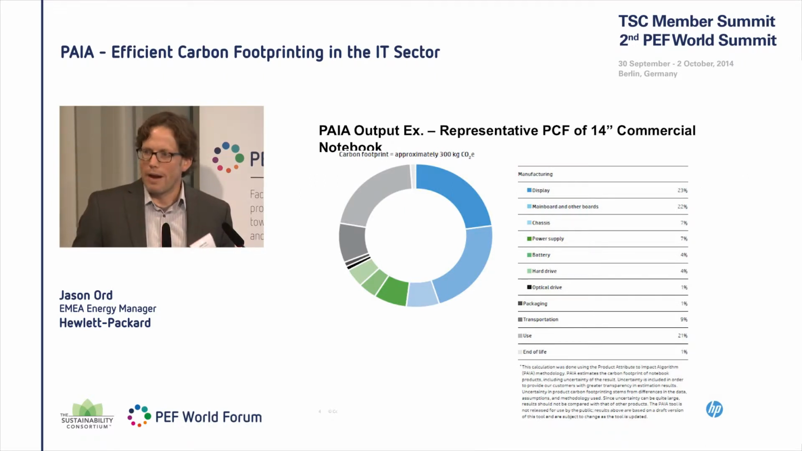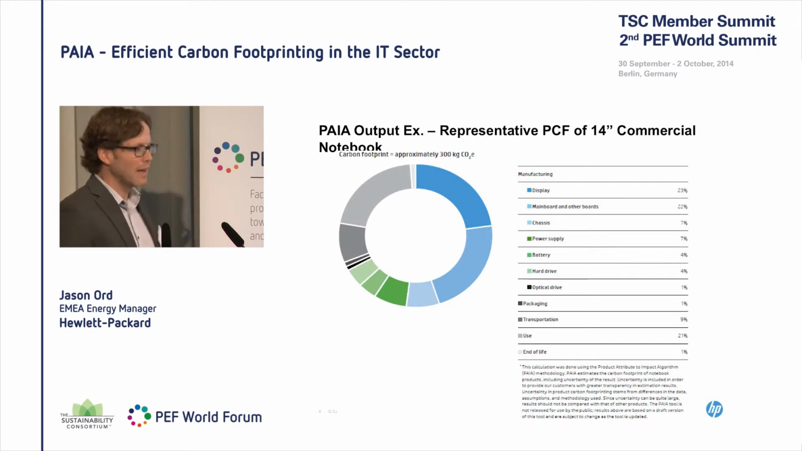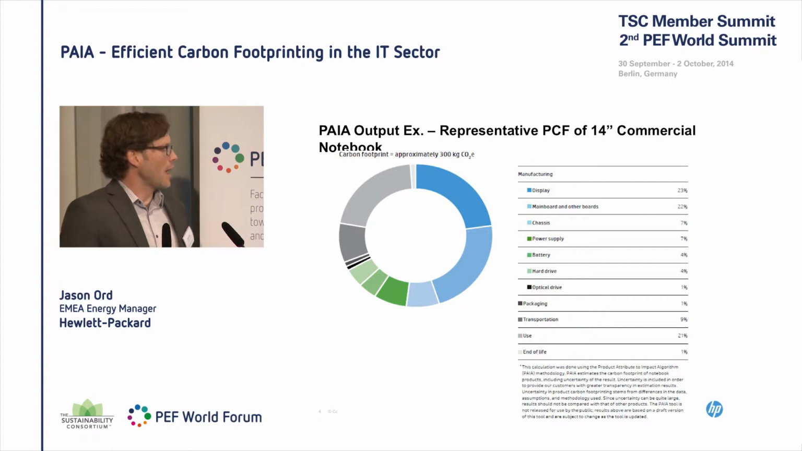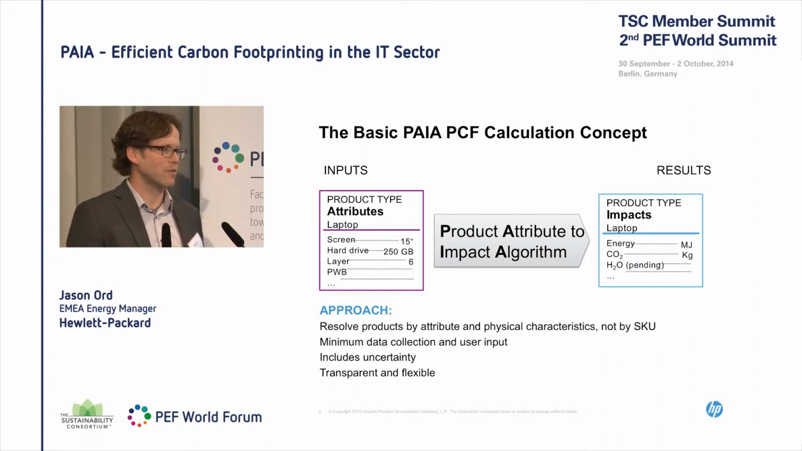Here's an example result for PAIA. I'm an engineer, so I really like complicated slides, and this one certainly fits that bill. If you look at a laptop, it's a complicated device, and it's got a lot of subsystems to it. This particular laptop has three main contributors. The display, the PWB, the main circuit board, and the use phase are the three top contributors. And then 25% of the overall impact comes from everything else. So this is a very complicated system, and you can imagine that the supply chain behind it is even more complicated.